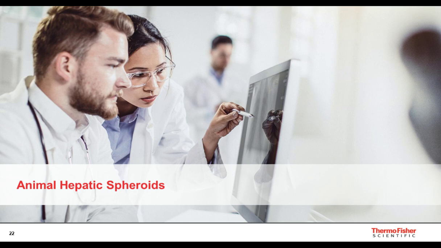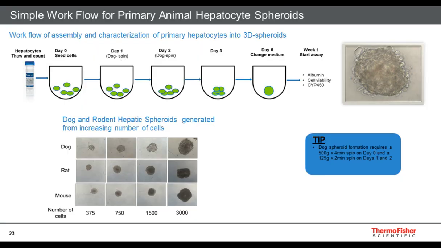As Michael alluded to, I'll be discussing our preliminary work around our animal hepatic spheroids today. So on this slide, I'm just showing our simple workflow to form animal hepatic spheroids, very similar to forming human hepatic spheroids. On the first day, you thaw, count, and seed. And then, for the most part, the cultures are left undisturbed for 5 days. At that time, there's a media exchange, and then during week 1, you can do your assays.